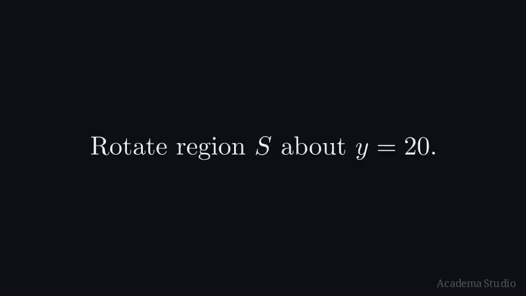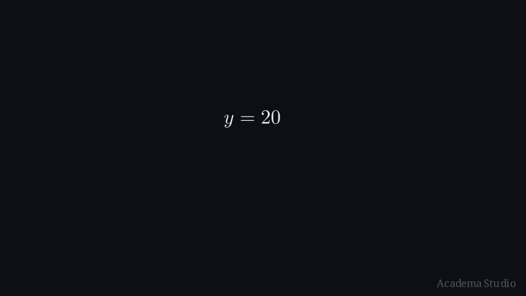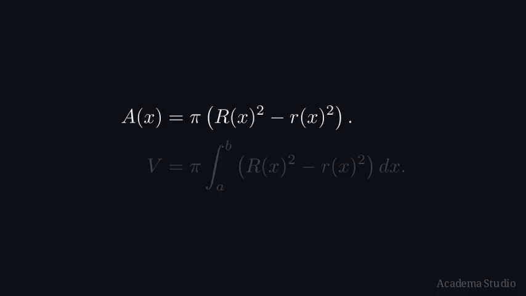Part C asks for an integral expression only. We will use washers because the slices are perpendicular to the horizontal axis of rotation. Y equals 20, y equals 0. The axis of rotation lies above the entire region. A vertical slice rotates to form a washer. A of x equals pi times big R of x squared minus little r of x squared. V equals pi times the integral from a to b of R of x squared minus r of x squared dx.